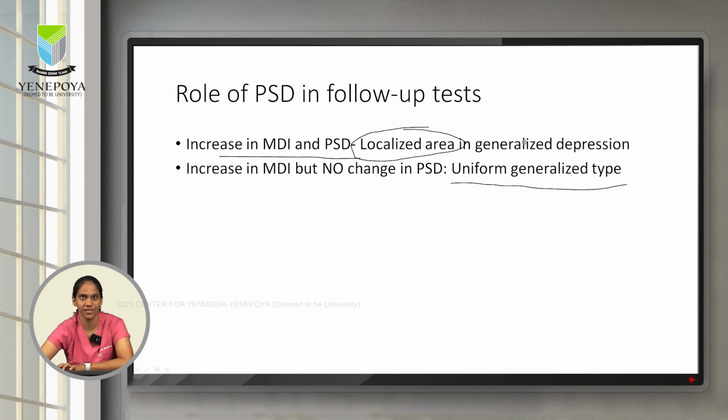So what do I mean by this? If there is both MDI and PSD change, that means a localized area, meaning glaucoma, and generalized depression, meaning cataract. So there is definitely a glaucomatous change in comparison. But if there is no change in PSD, there is no localized effect, there is only cataract. So this is one important inference that you can take from your mean deviation index and your pattern standard deviation.